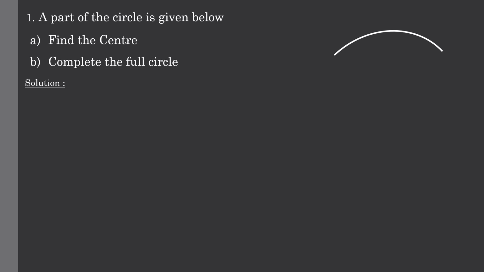Now let's discuss one more question. All of you read the question. A part of the circle is given below. Find the center and complete the full circle. Here, can any one of you tell me what is given and what we have to find out? A part of the circle.